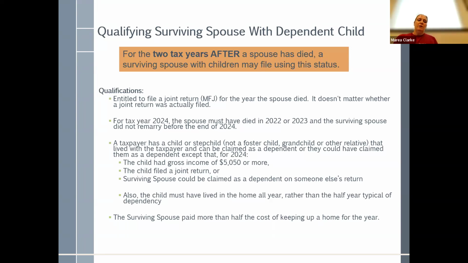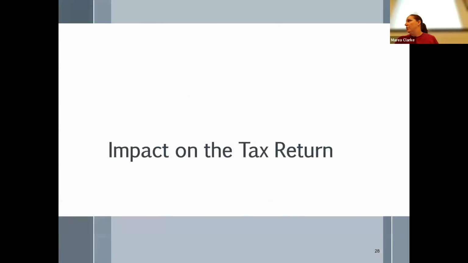So to be able to do this, you must have been entitled to file a joint return for the year that the spouse died, even if you didn't file one, you just were able to. You didn't remarry, and your child, you can claim them as a dependent, or you would have been able to claim them as a dependent, except that the child had gross income over the threshold, the child filed a joint return, or the surviving spouse could be claimed as a dependent on somebody else's return. The child must also have lived in the home all year rather than the typical half year. So those are the requirements.